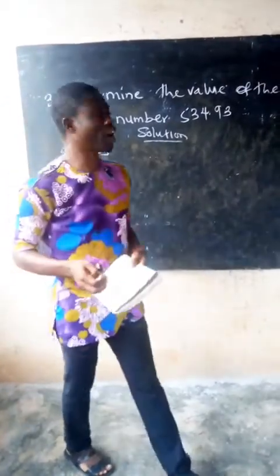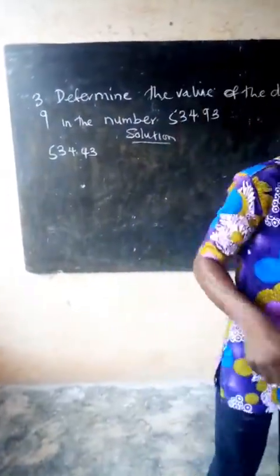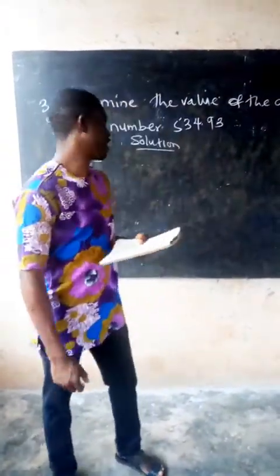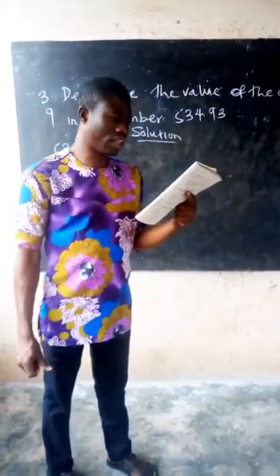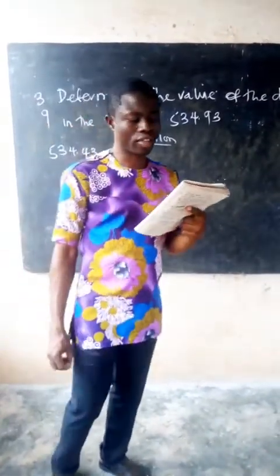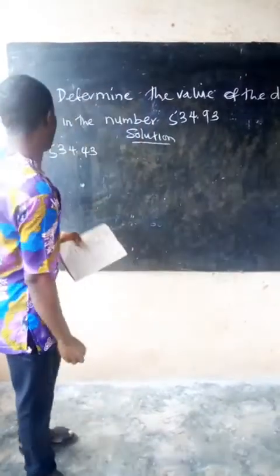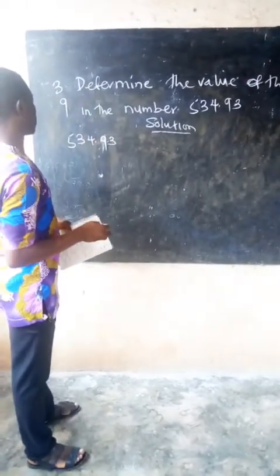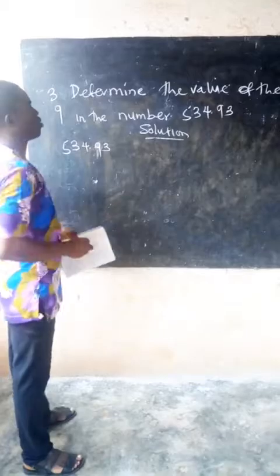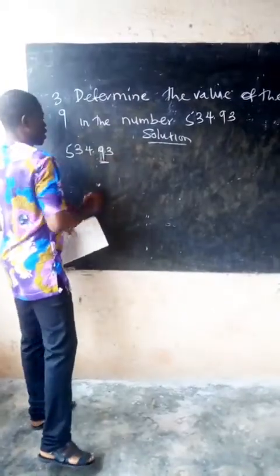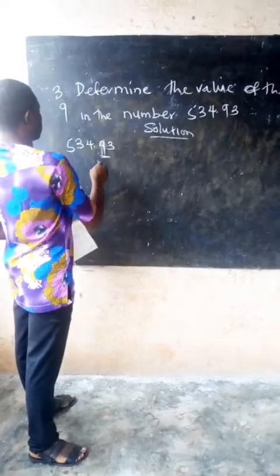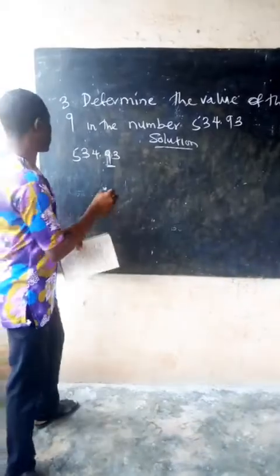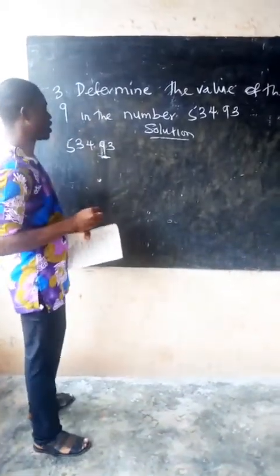The question says that we should find the value of the digit 9 in the number 534.93. So we are going to find the value of digit 9. This is digit 9. At the back of the decimal point, it starts from 10 up to 1000. So 9 is in the tenths.